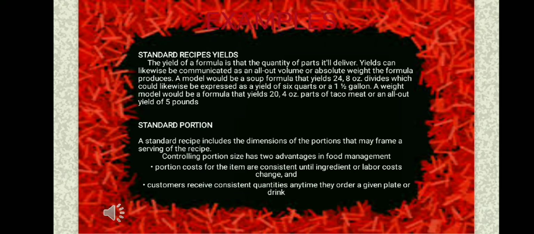So the total yield is the quantity of servings or portions that a recipe produces, and sometimes the whole weight or volume of the recipe. It is about how we control and measure the ingredients or the foods that we are going to prepare and present. We also need to have a portion size. This is the amount or size of the individual portions. It has advantages in food management. First, portion control brings consistency.